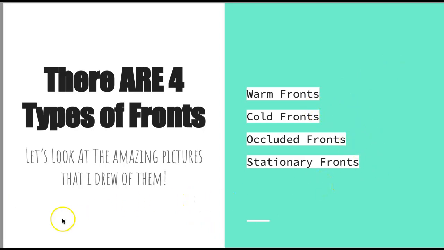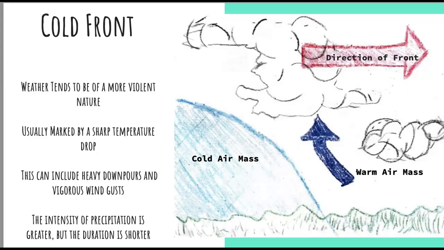I drew some pictures of them, so I will show you, and I'll talk about the characteristics of each one. So the cold front is here. The weather in cold fronts tends to be more violent, and there's usually a sharp temperature drop. This can include heavy downpours and vigorous wind gusts. The intensity of precipitation is greater in cold fronts, but the duration is typically shorter.